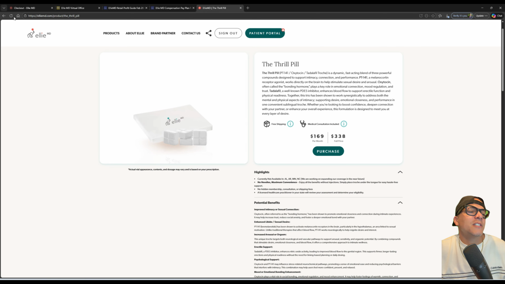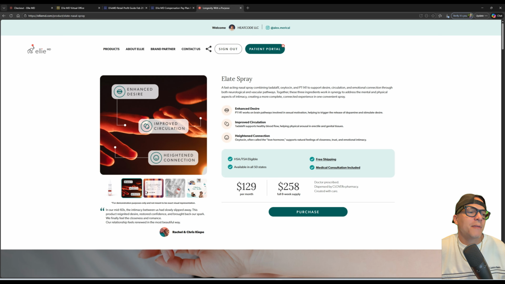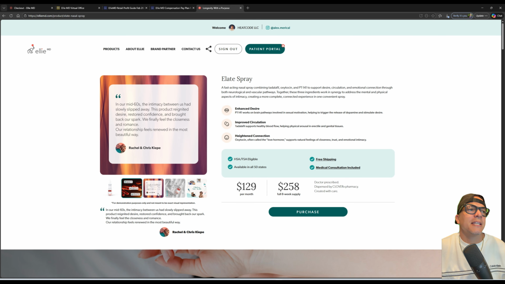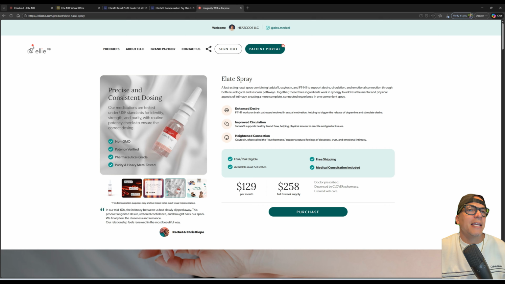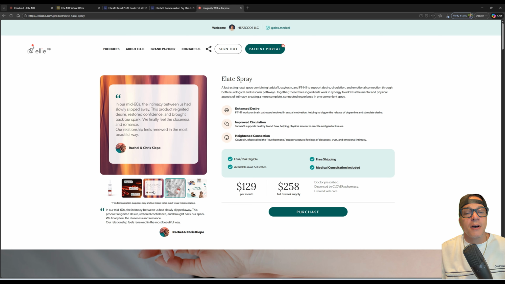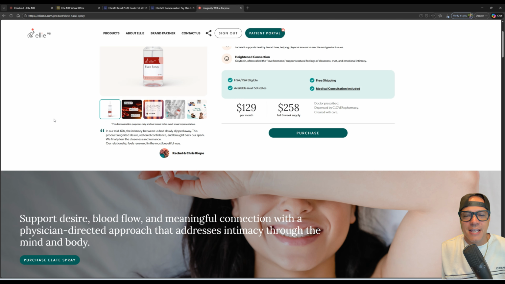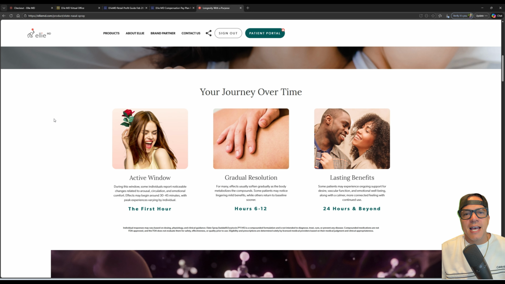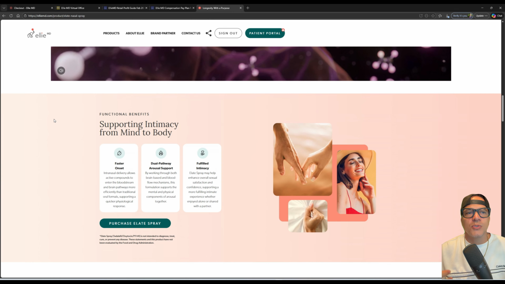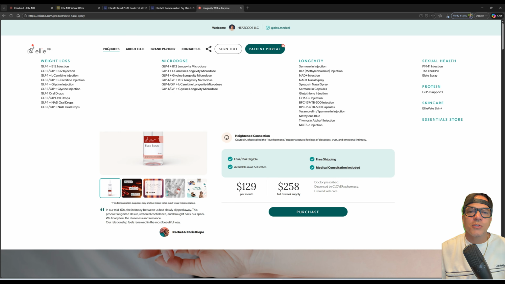When we take a look at the Elate Spray, it's designed to support desire, blood flow, and emotional bonding. This advanced nasal spray blends tadalafil, oxytocin, and PT141 for a more complete intimacy experience. That is your Elate nasal spray. Basically, the Thrill Pill and the Elate Spray are very similar. One is a pill. Obviously, it's an ingestible. You swallow it. The other one is clearly a nasal spray. So one's a little more fast acting. With the Thrill Pill, there's going to be some time to digest it and absorb the effects. The Elate Spray is a little more fast acting, so choose at your discretion.